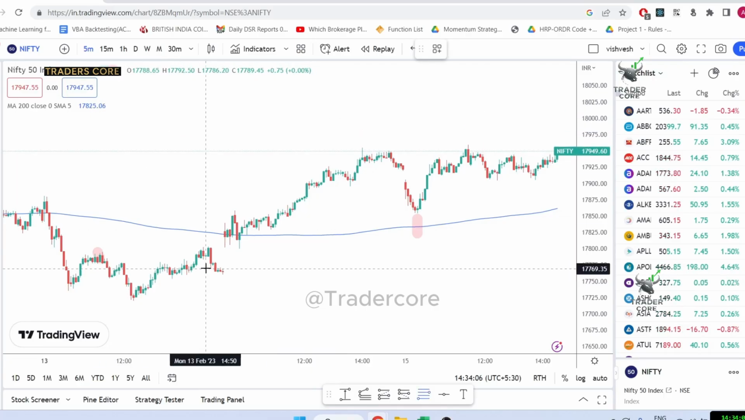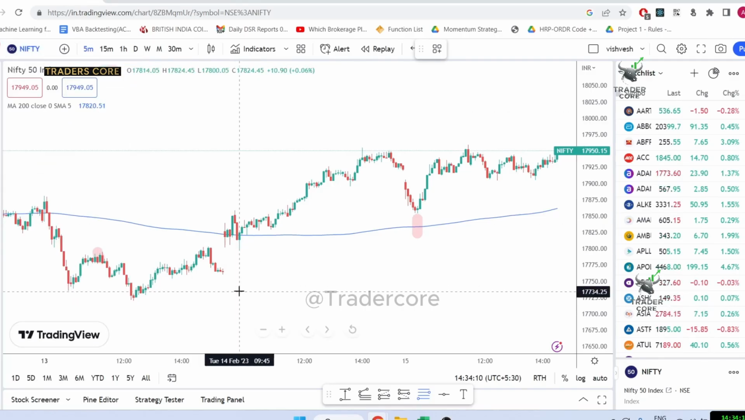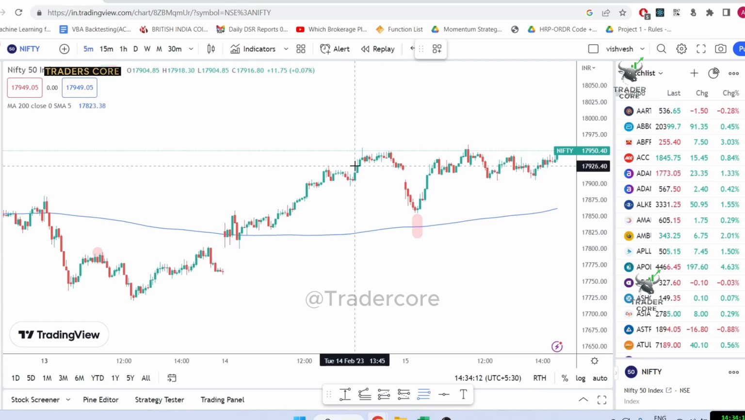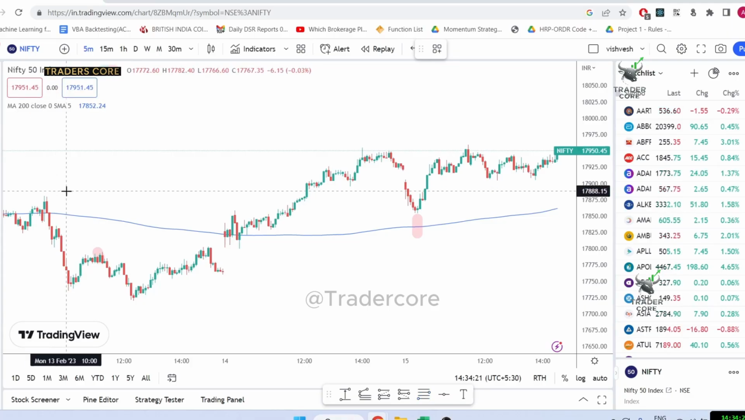So I'm showing the Fibonacci now. I've clicked Fibonacci retracement. And I will be using the different swing highs and swing lows to make Fibonacci. So before I show you Fibonacci retracement, let's talk about what is a swing high and a swing low.